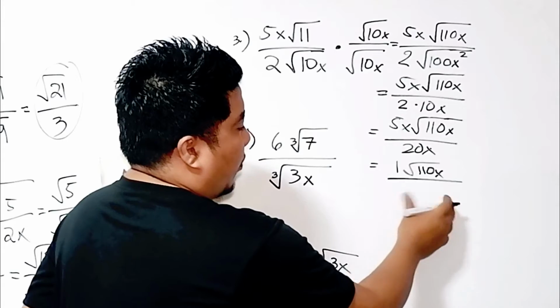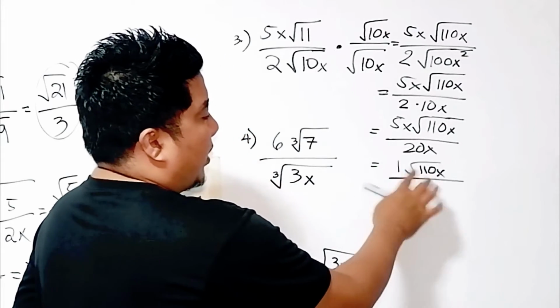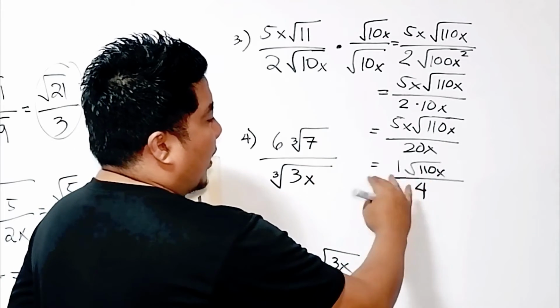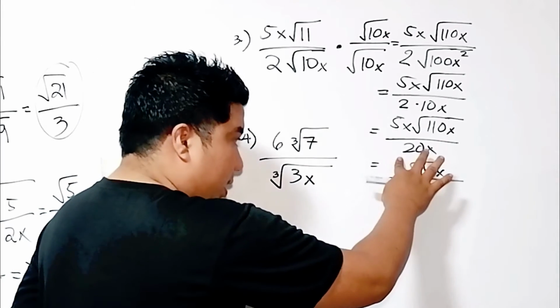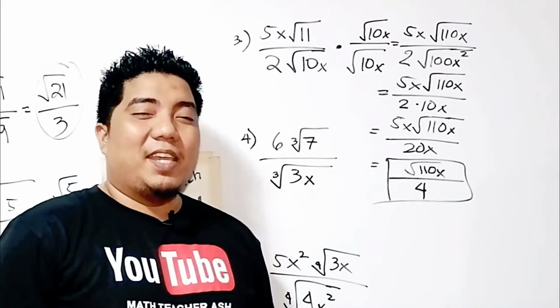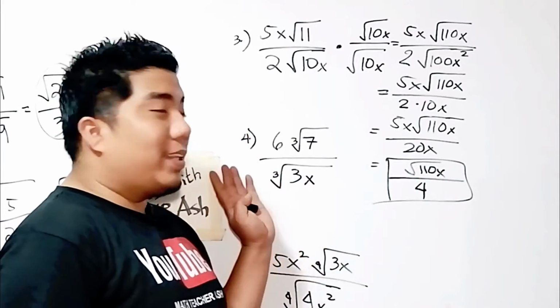So, I'll just write the 4 in the middle. And since any radical expression without a value here automatically has a coefficient of 1, I'll just delete this one, and this will be your final answer. Easy, right? Now, let us go to our fourth example.